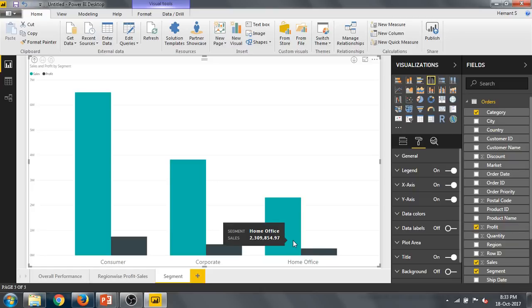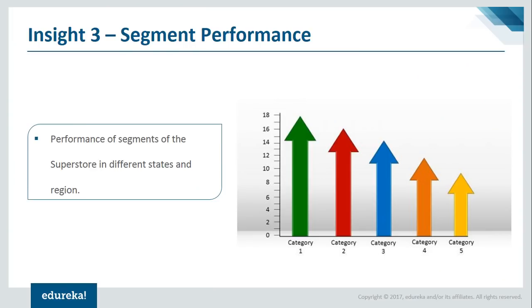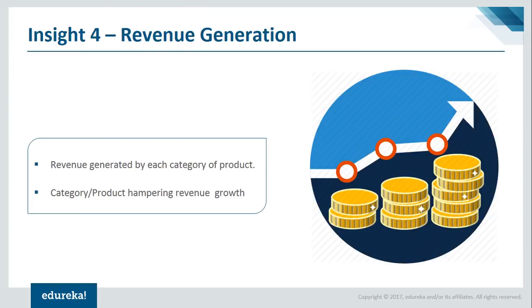Okay, so let me go on and let's look at the final insight that we're going to try to get as part of this. Now, this is basically a revenue generated option. Now, I need to identify the revenue generated by each product, and I want to also understand which is hampering my growth.